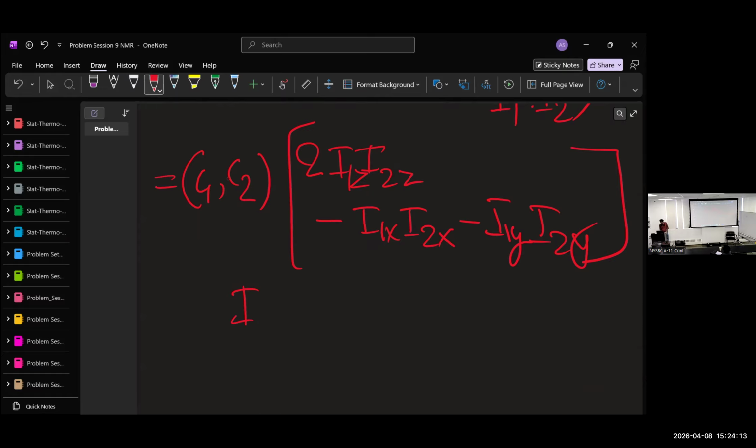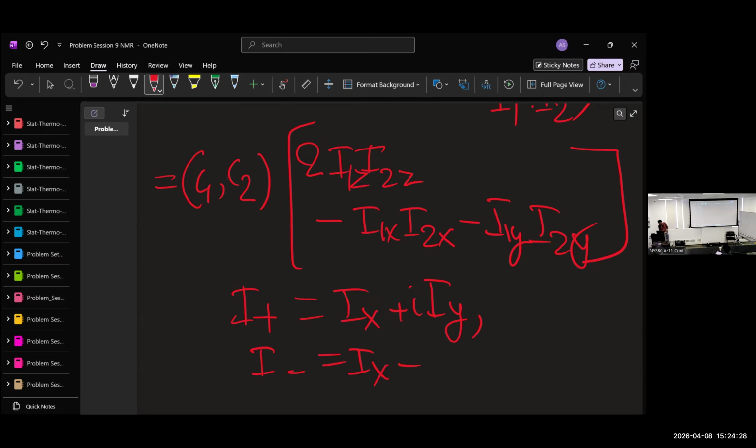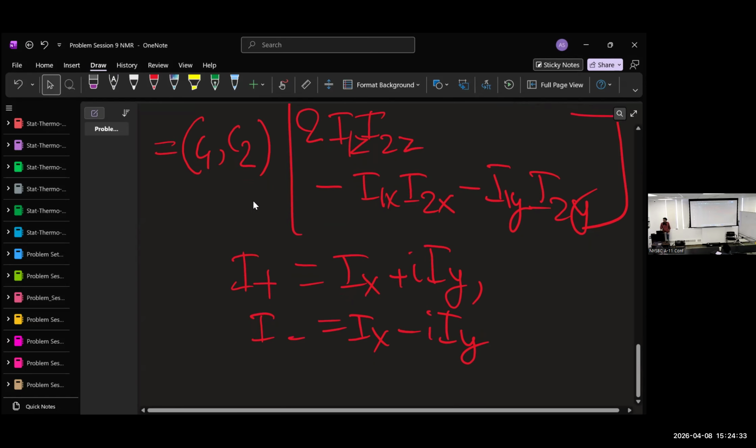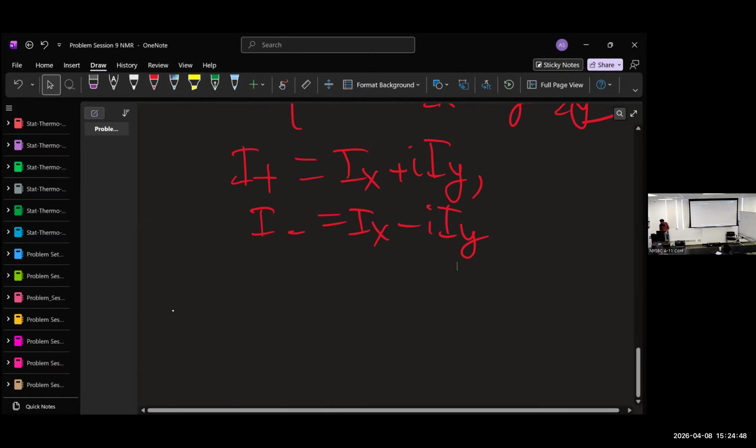So we had in class talked about I plus and I minus, plus being IX plus iIY, I minus being IX minus iIY. If you wanted to convert I1x I2x plus I1y I2y into these raising and lowering or shift basis operators, you could do that at home. I highly recommend that because it becomes very useful for this sort of exercise.